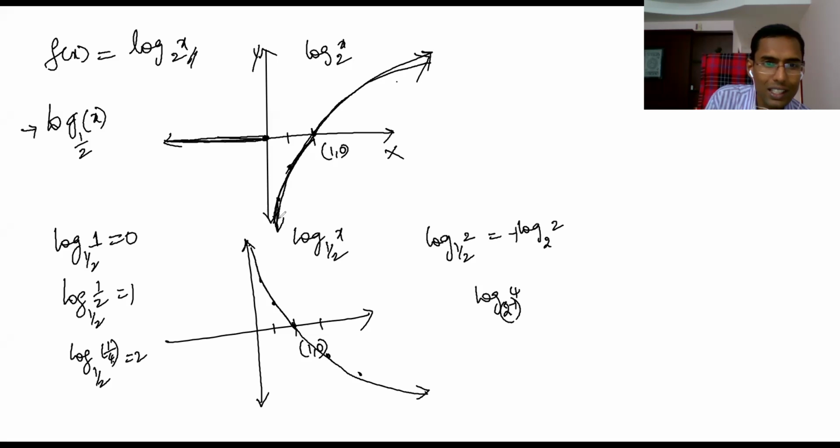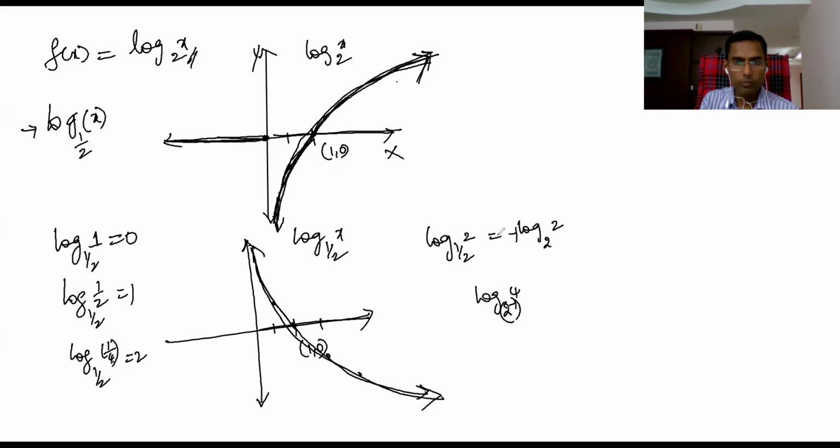So this is an increasing function: as x is increasing, this is also increasing. It's called an increasing function. Here, as the x value is increasing, the function value is decreasing. So it's called a decreasing function. The curve will be like this.